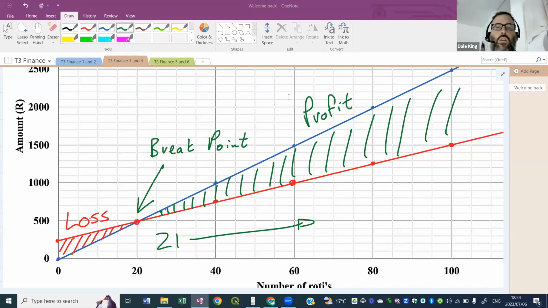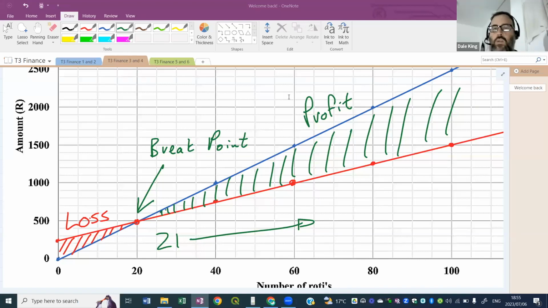Yes, Chiamo. So if you sell any number of rotis below 20, you will make a loss. If it's 19, 18, 17, all the way down to 0, you're making a loss in your business. You've got to sell 20 to break even, and more than 20 to start making profit. Where the two lines cross, there's the break-even point. It's on 20. You have to be selling more than 20, and only then are you starting to make profit.